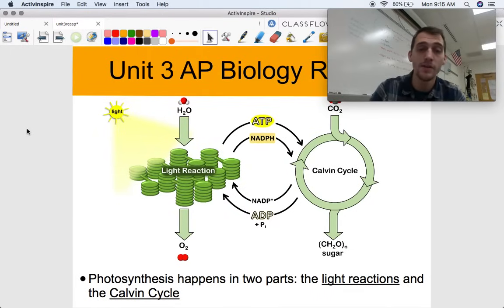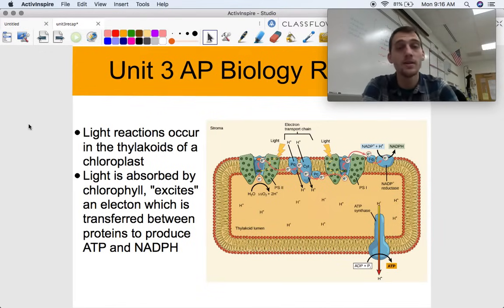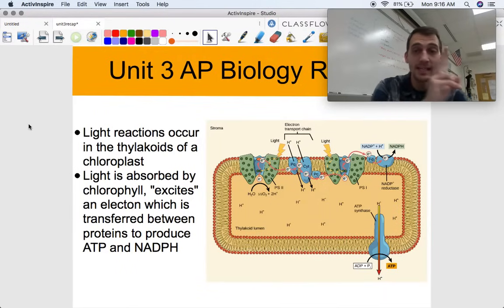Photosynthesis itself happens in two parts, the light reactions and the Calvin cycle. And here's a really brief diagram. I'm going to talk about these momentarily. It's a really nice representation of how this works. The light reactions are phase one. They're called the light reactions because they involve light. This is the photo part of photosynthesis. Photo means light. And they occur in the thylakoids of the chloroplast. We talked about the anatomy of a chloroplast last unit, and this is why. Light is absorbed by chlorophyll. It excites an electron, which is then transferred between proteins to produce ATP and NADPH. That is the overall picture of the light reactions.